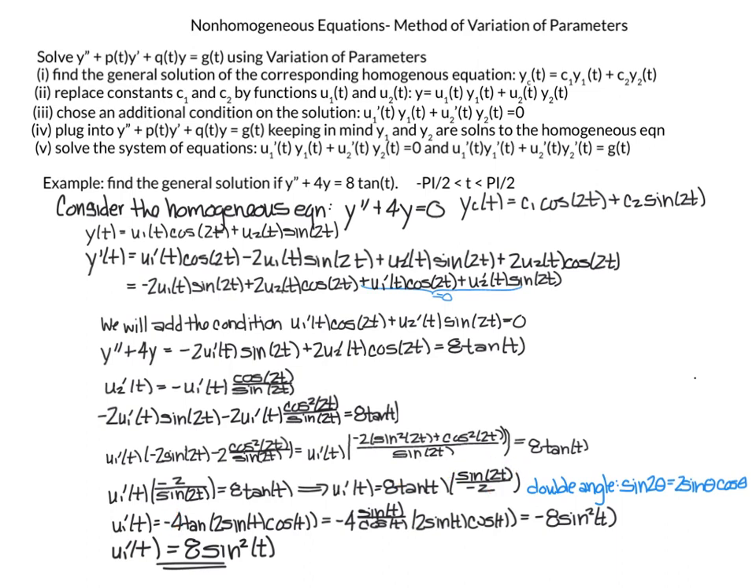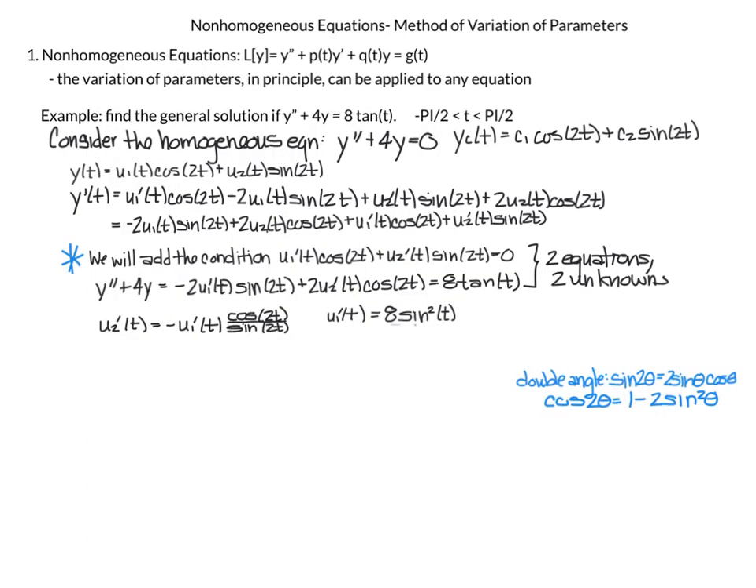And then with the sine 2t, I used my double angle formula because that will allow me to simplify this sine and cosine. So my double angle formula will give me my sine 2t is equal to 2 sine of t cosine of t. Converting my tangent to sine over cosine, I simplify this till I finally get u1 prime is equal to 8 sine squared of t. And I had to summarize and move everything up to give myself more space.